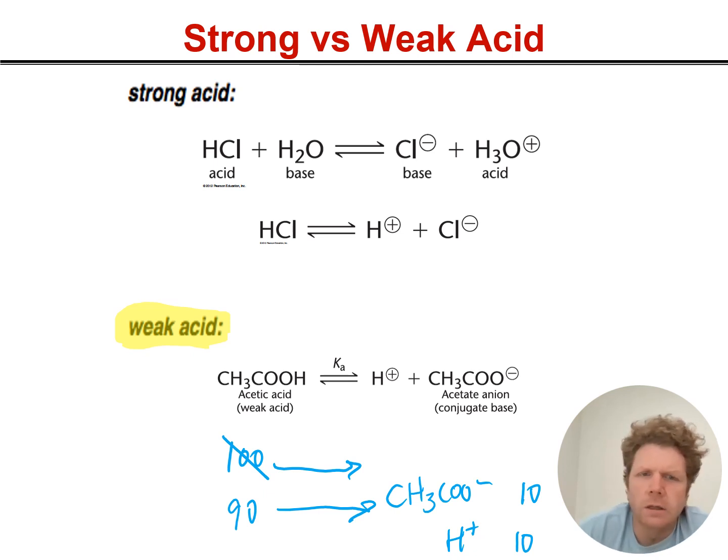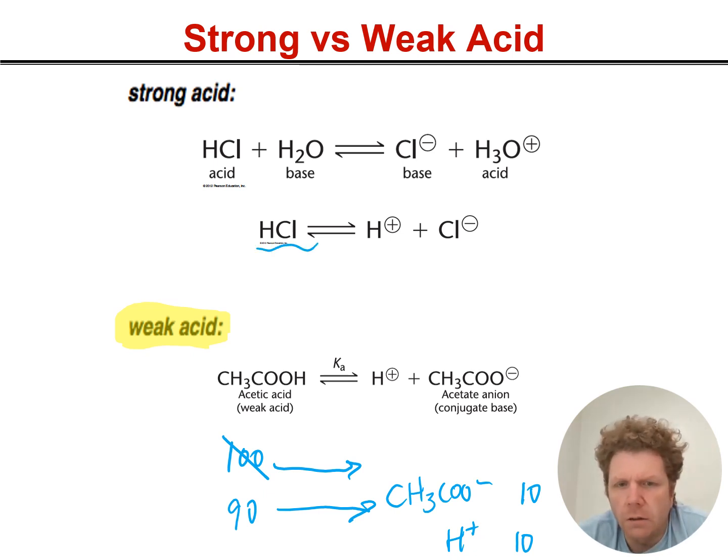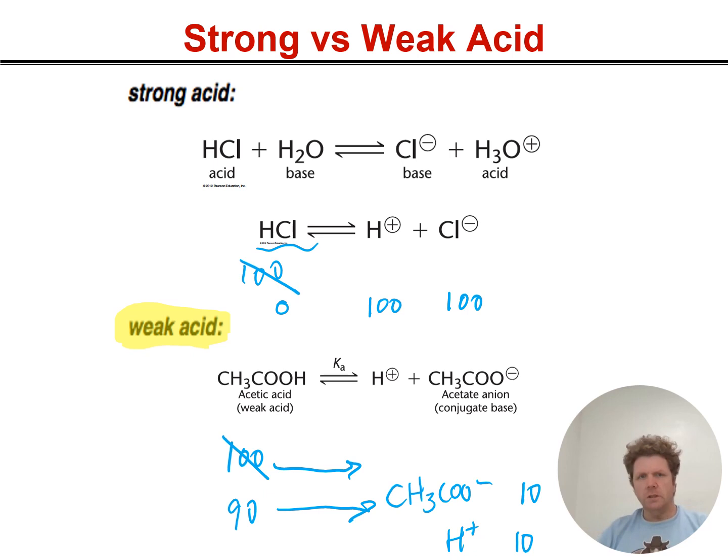Whereas if I had HCl and I added that to water, if I had 100 copies of this, well, after 10 minutes, I'm going to have 0 of HCl, and I'm going to have 100 of this, and 100 of this, because that will completely dissociate. That's the nature of a strong acid.